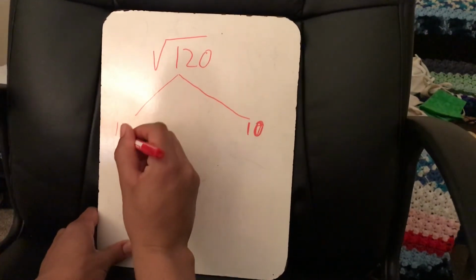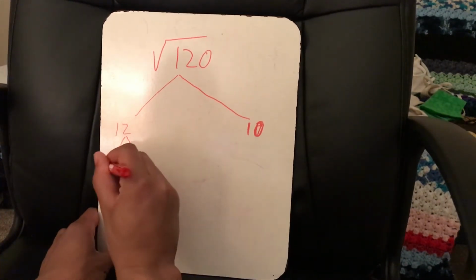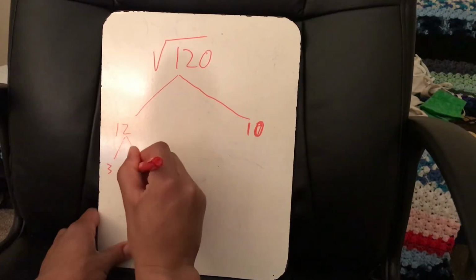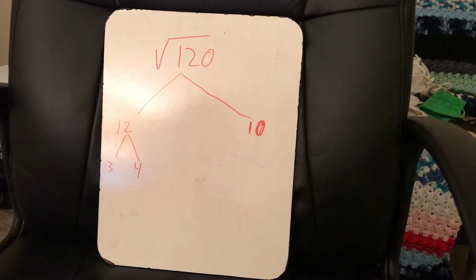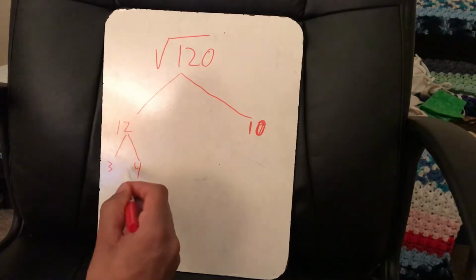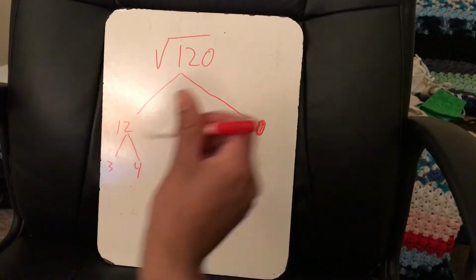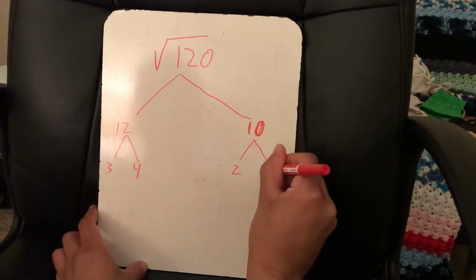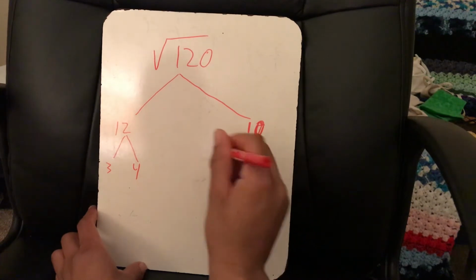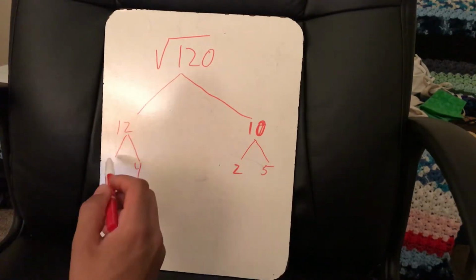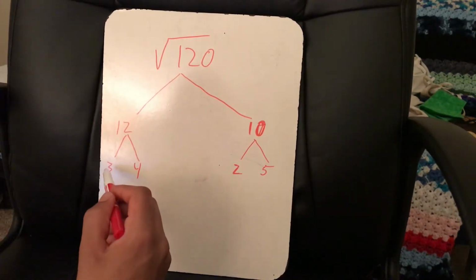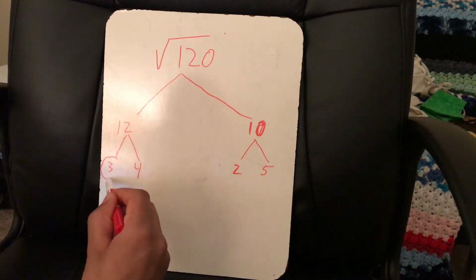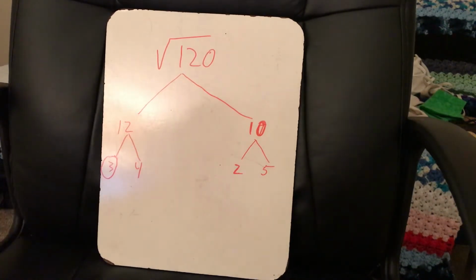So the two factors I can think of for 12 are 3 and 4. Remember, class, factors mean two numbers that multiply to get the bigger number, so 3 times 4 equals 12. Two factors of 10 would be 2 and 5. Now let's look at all these factors. Can I factor 3 any further? I cannot, so that is a prime number. The only factors of 3 are 1 and itself, 3. So 3 is a prime number.